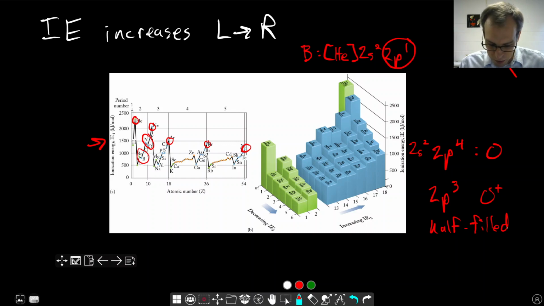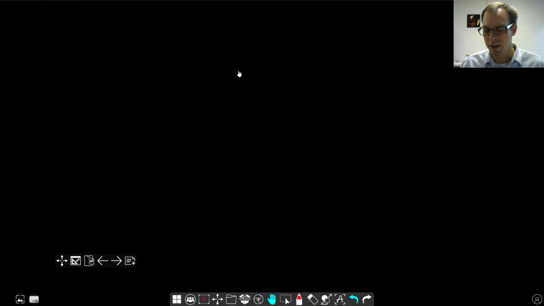But in general, we do see the trend that we said: left to right, we go up. And as we go down the periodic table, to higher and higher atomic numbers, the ionization energy is decreasing as we go top to bottom. One other thing we can look at is higher ionization energies. This can give us evidence of subshells and things like that.